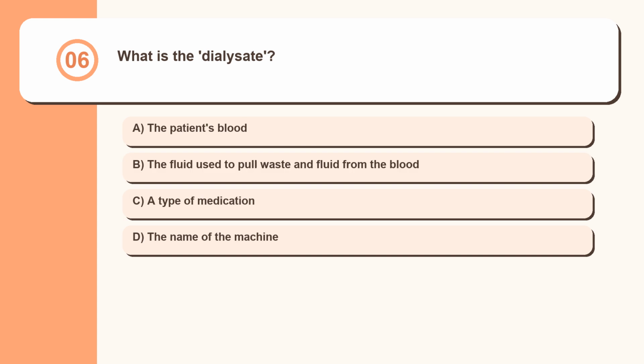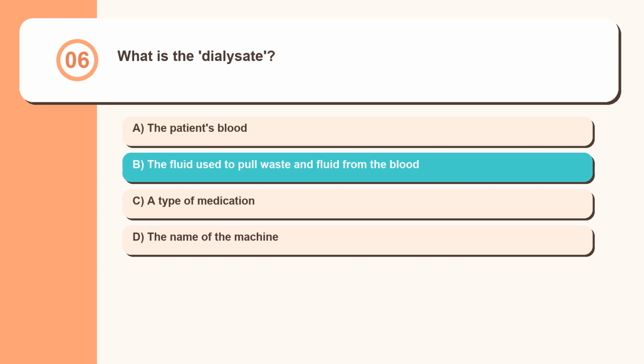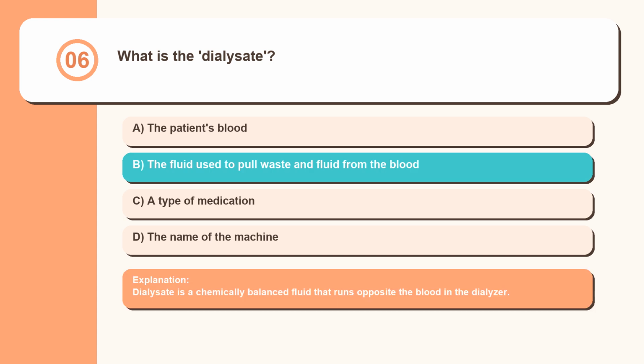Question 6. What is the dialysate? The patient's blood. The fluid used to pull waste and fluid from the blood. A type of medication. The name of the machine. Dialysate is a chemically balanced fluid that runs opposite the blood in the dialyzer.